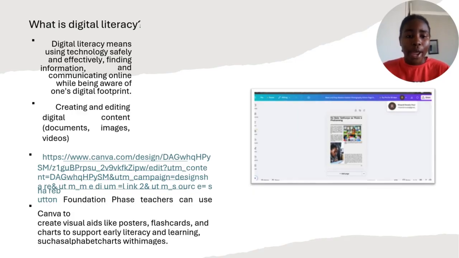On your right hand side, there is a screenshot of how I personally use AI or technology in a responsible way. There's also a link. Then lastly, it is very important for foundation phase teachers to use AI or technology in a responsible way. For example, teachers can use apps like Canva to design charts in order to support early literacy for learning.